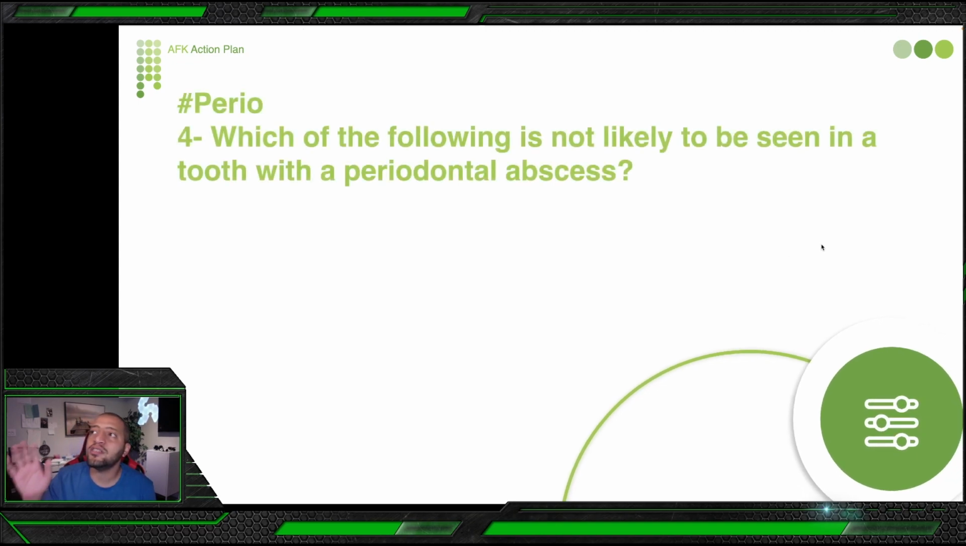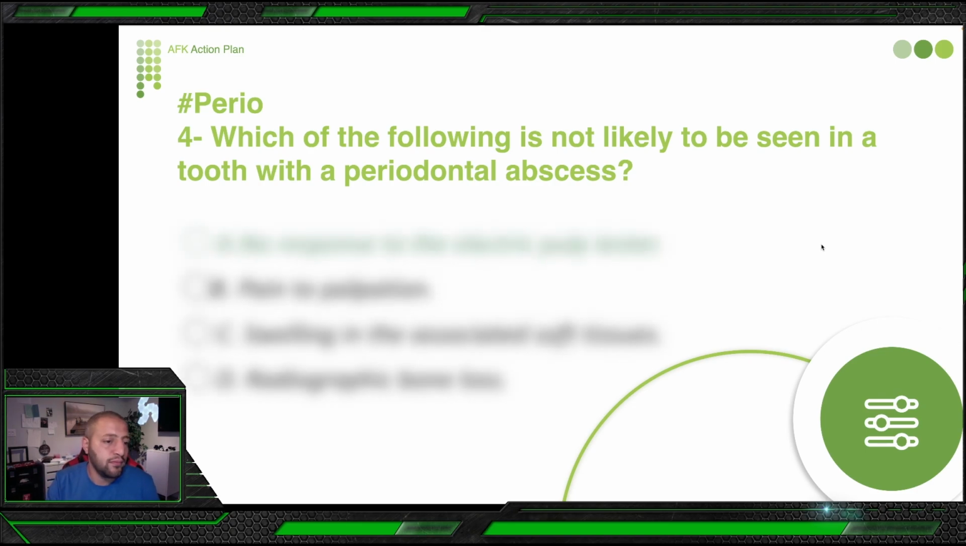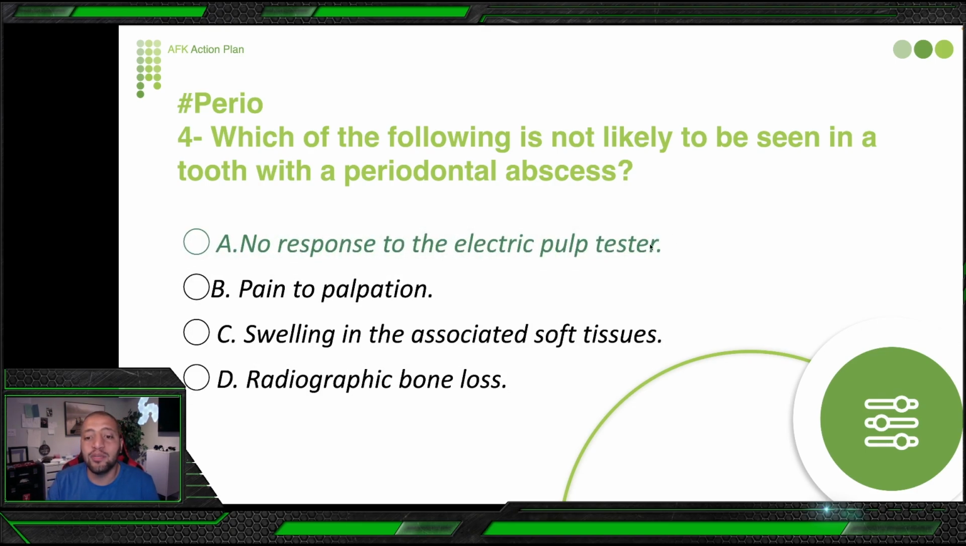So a patient with HIV has a perio condition, a periodontal abscess. Are you going to give him antibiotics or not? Your patient is an HIV patient. Are you giving him antibiotics or not? So no response to electric pulp tester because it's not. Please pay attention to not, okay?